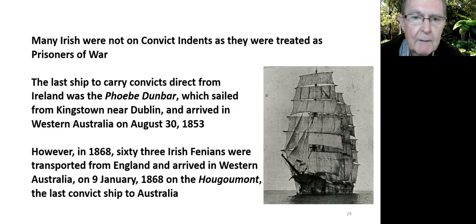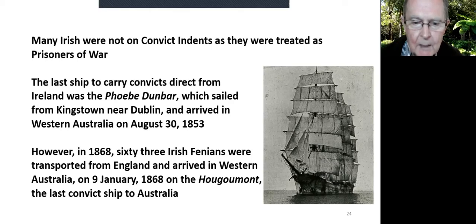Now, the last ship to carry convicts directly from Ireland was the Phoebe Dunbar, which arrived in Western Australia in 1853. But there was one other ship that came from England with 63 Irish Fenians. They were transported and arrived in Sydney in January 1868 aboard the Hougoumont, which was the very last convict ship to Australia.